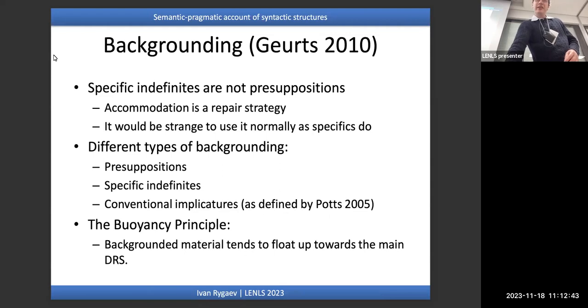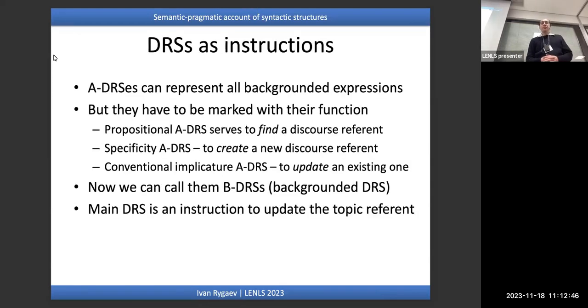Okay, and now comes my proposal finally. So if we have now different types of grounded materials, right? And we probably want to use a DRS for them. We then need to mark them because they process in a different way. Presuppositional ADRS is defined in the discourse reference. Then we have specificity ADRS, which have to create a new discourse reference, and then we can have conventional implicature ADRS to update the existing discourse reference. So I think it's better to call them ADRS now than call them grounded DRS.